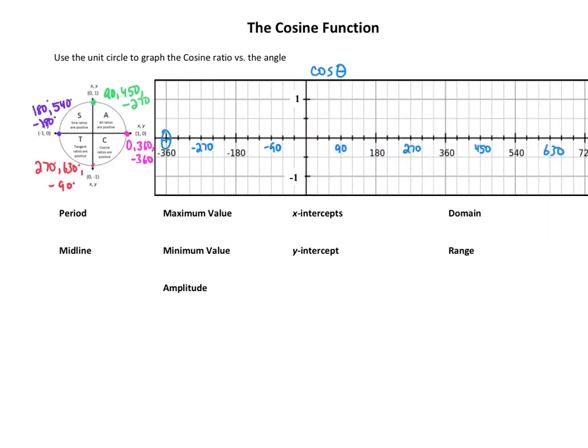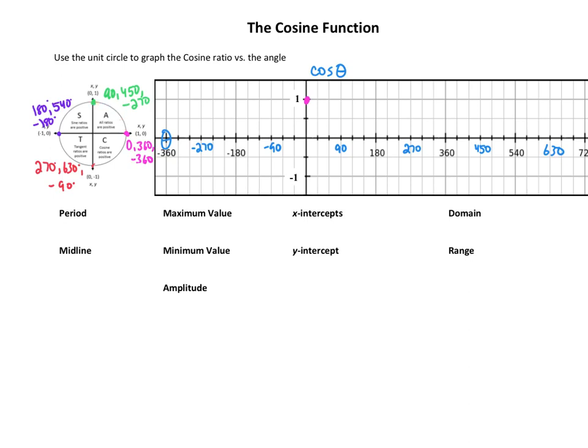So we are now going to look at the cosine function. So again, we're going to use the unit circle, but this time looking at the x values of the coordinates to find the cosine ratio. We are going to plot the cosine ratio on the y-axis because we're plotting the ratio versus the angle. So first, when the angle is 0 degrees, the coordinate is 1, 0, so the ratio is 1. So that means the cosine function does not start at the origin. We actually start at this maximum value of 1.